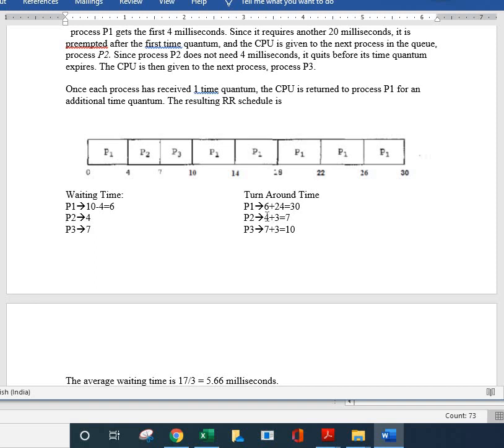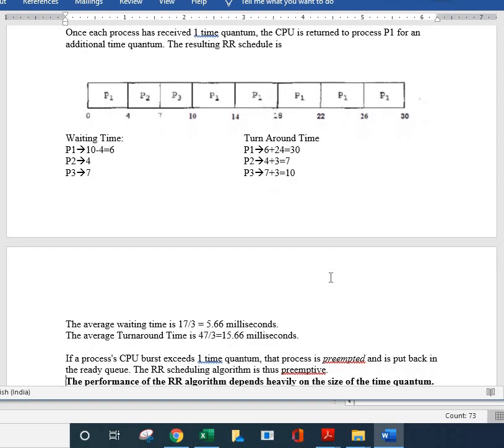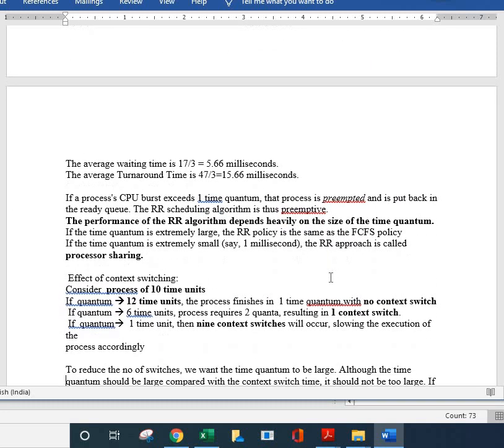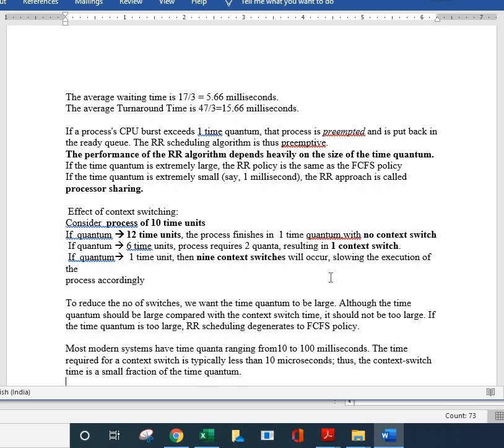So the turnaround time is waiting time plus burst time. The burst time of P1 is 24 milliseconds, and the waiting time is 6. So it is 6 plus 24. Similarly, you are going to calculate the turnaround time, and you are going to calculate the average waiting time and the average turnaround time.